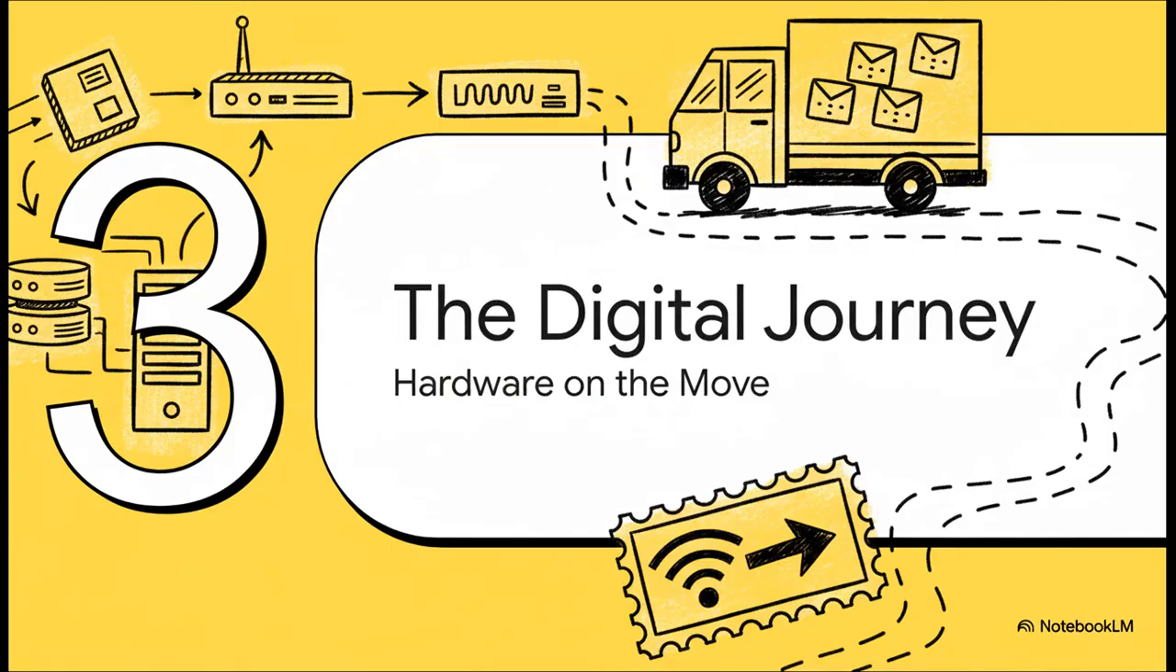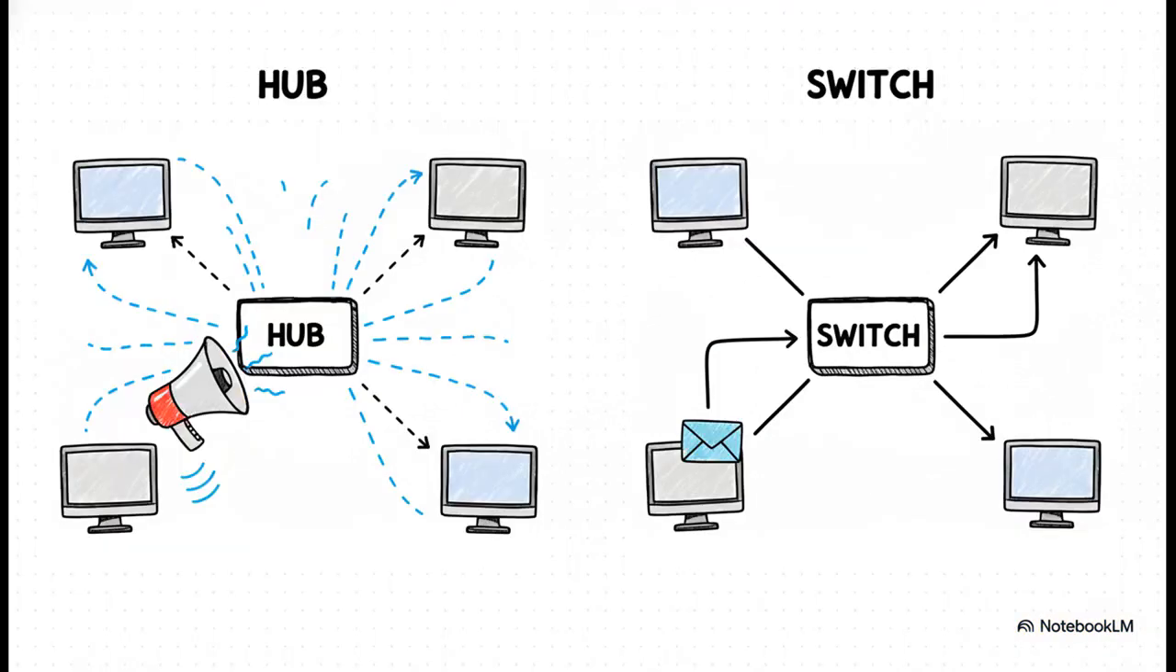All right, so our data is all packed up. It's got both of its addresses. It is time to send this thing on its way. So let's take a look at the Digital Postal Service, the actual hardware that physically moves our information from point A to point B. Now, on a local network, like in your office, you'll find things called hubs and switches.